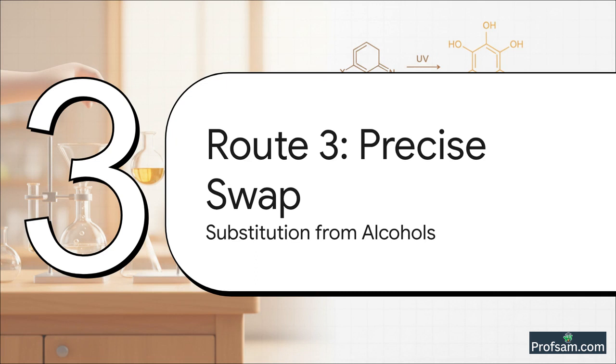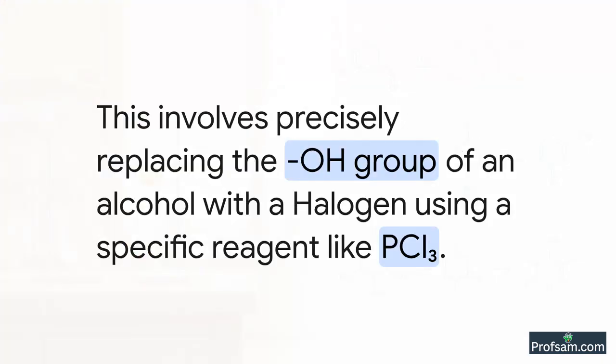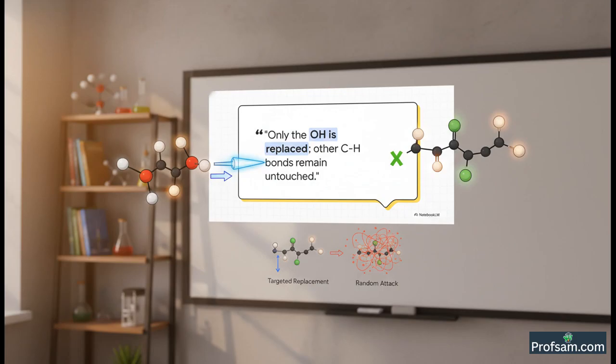This method, substitution from alcohols, is all about surgical precision. This time, we start with an alcohol, which has that familiar OH group. And here, we use a special tool, a specific reagent like PCl3. Think of this reagent as a specialized key. Its only job is to go to the OH group, remove it cleanly, and put a chlorine atom exactly in its place. The beauty of this method is its control.